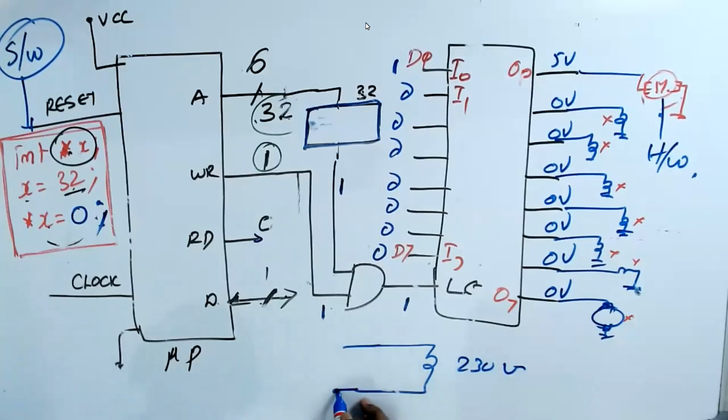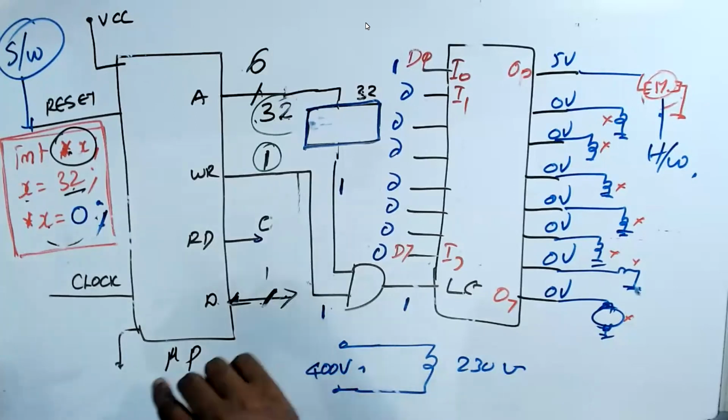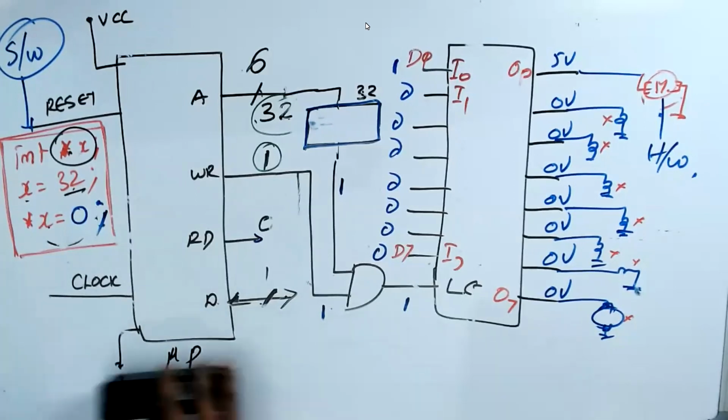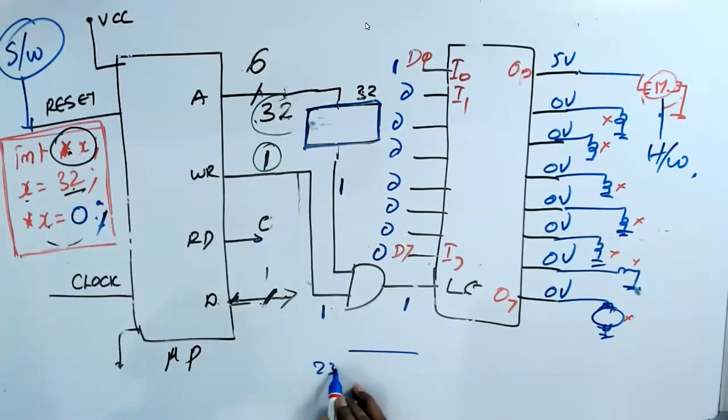If you apply 400 volts to this bulb, what will happen? Then the bulb will get damaged. Excess current. Because of that, people normally apply only 230 volts. If a bulb is rated 230 volts, you should apply only 230 volts. If you apply more voltage, then the bulb will get damaged. Please understand.